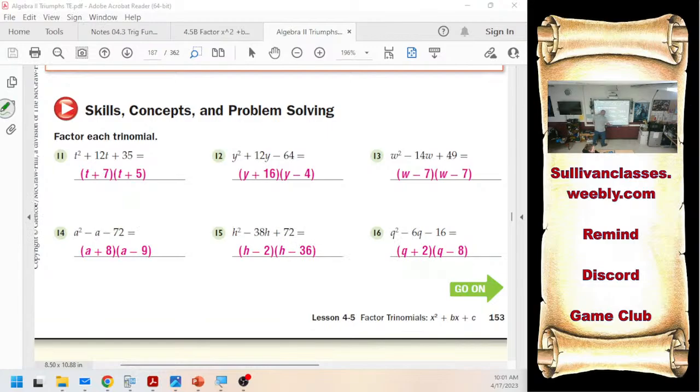So how do we do? First set. Do we need to go through any of them? Any of them a little squirrely, especially ones that got negatives involved? Okay?